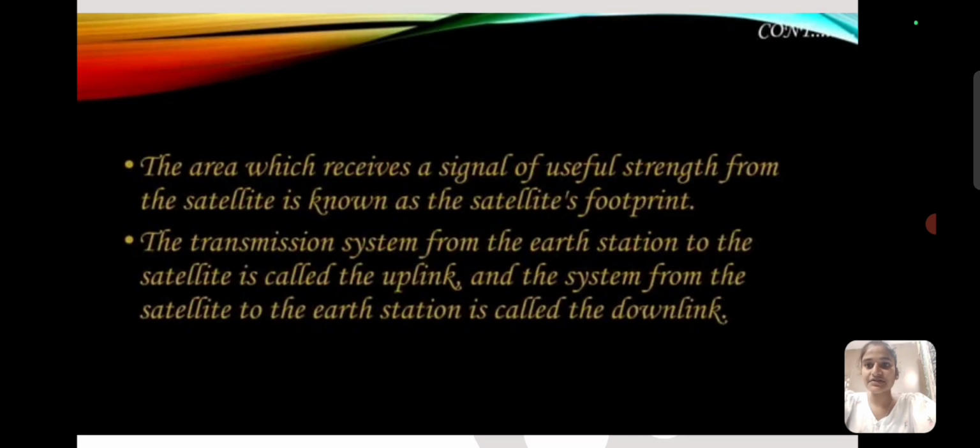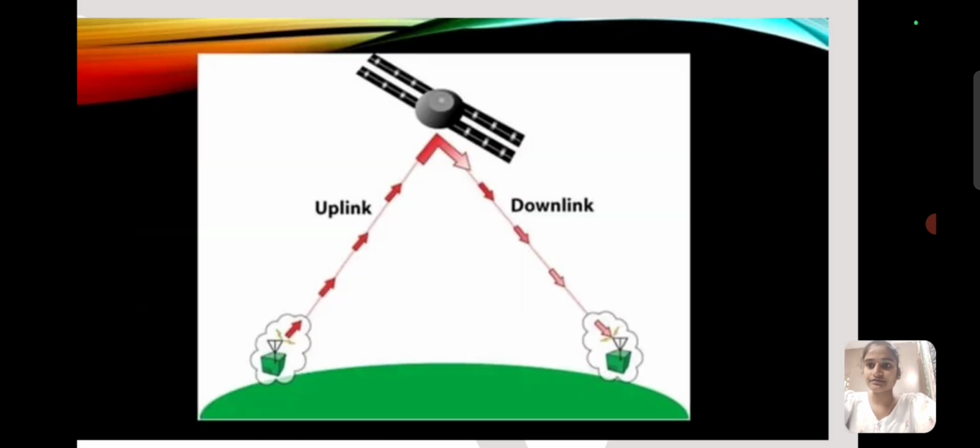The area which receives a signal of useful strength from the satellite is known as the satellite's footprint. The transmission system from the Earth station to the satellite is called the uplink, and the system from the satellite to the Earth station is called the downlink. Here you can see the image of uplink and downlink, where information given to the satellite is uplink, and information from the satellite to the Earth is known as downlink, in simple words.